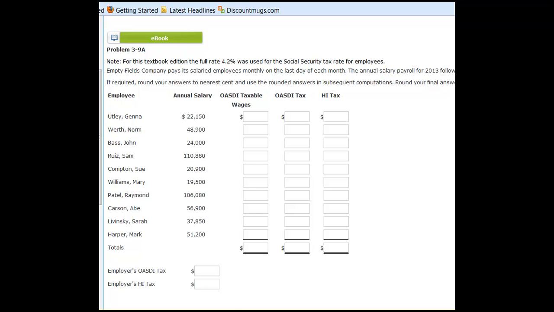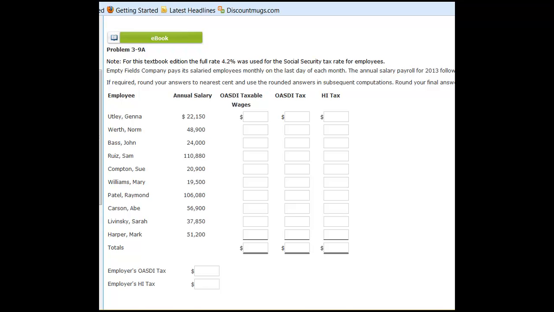Okay, so we're going to get started, and the first thing I'm going to do is look at my annual salaries here because it's giving me annual. The one that sticks out to me is Sam. He makes over the $110,100 by $780. So we're going to have to take that into account when we get to his name. So let's work on these first three.